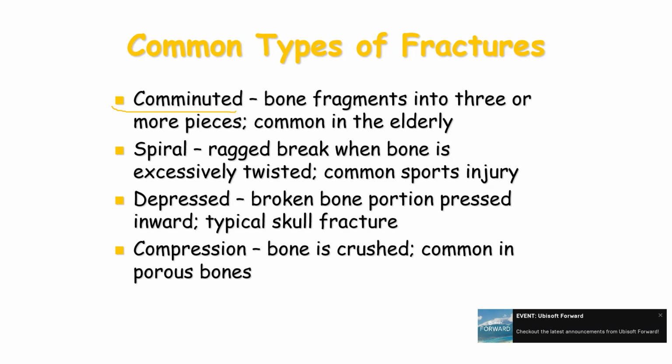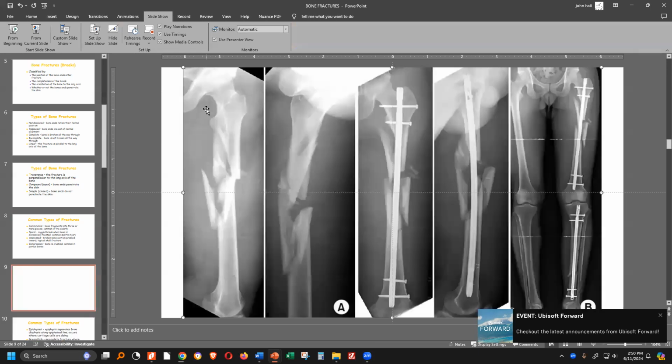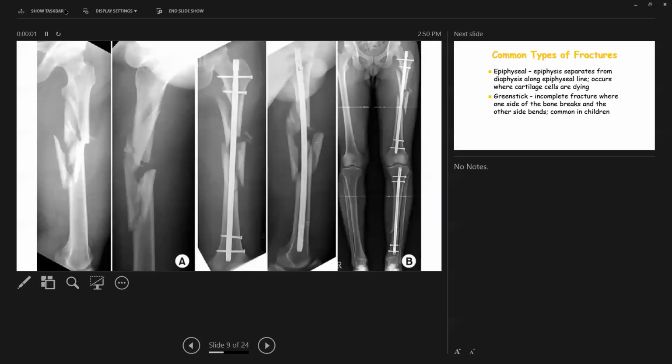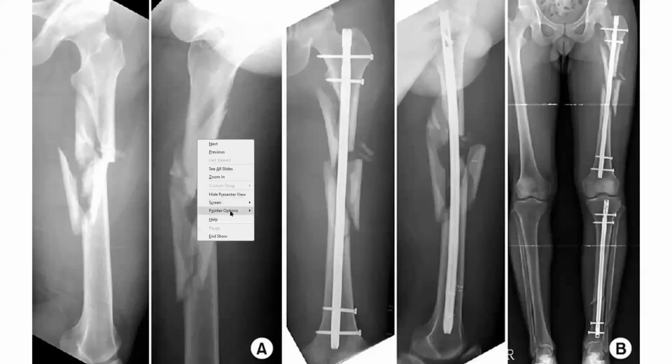Let me give you an example here. I have an image I'm going to show you. As I said, it is so common in old people. Once you see an old person come in and they've broken their bone, you just assume this is the kind of fracture they have. So this is a comminuted fracture of the femur. Now, I want you to notice just how broken up this bone is.